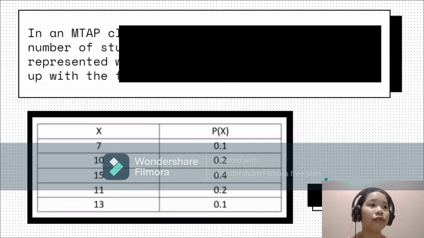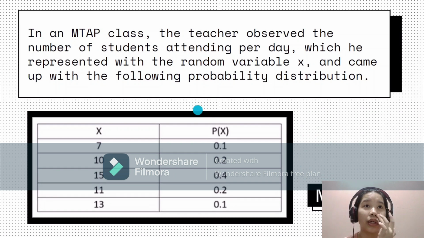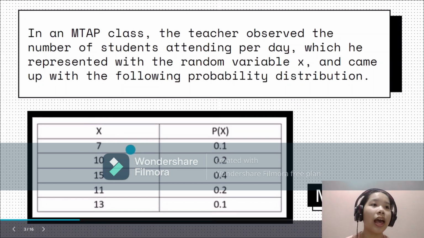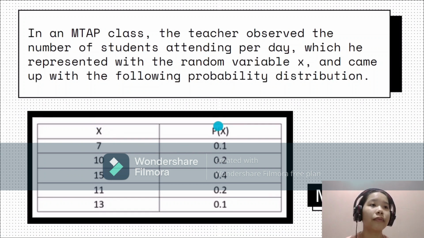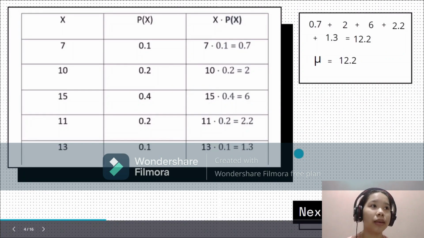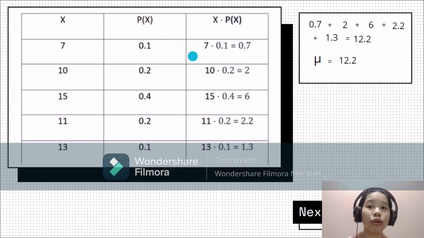So let's try solving the value of the mean in this given situation. In an nth class, the teacher observed the number of students attending per day, which is represented with a random variable x, and came up with the following probability distribution. The number of students attending per day is represented by this random variable x, and this column represents the probability. So in order to find the mean, we're going to multiply the random variable to the probability, and we're going to add all of those products.